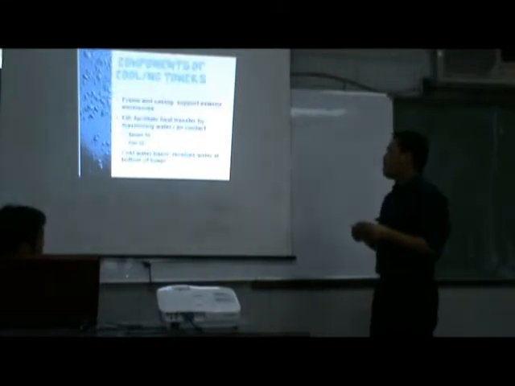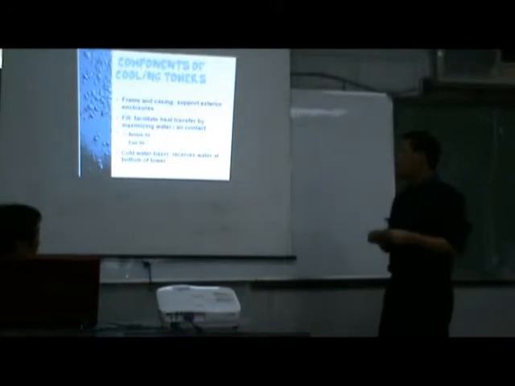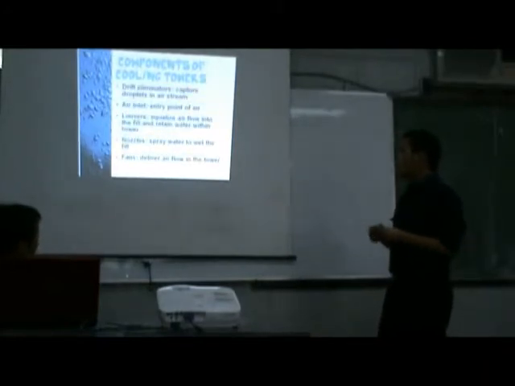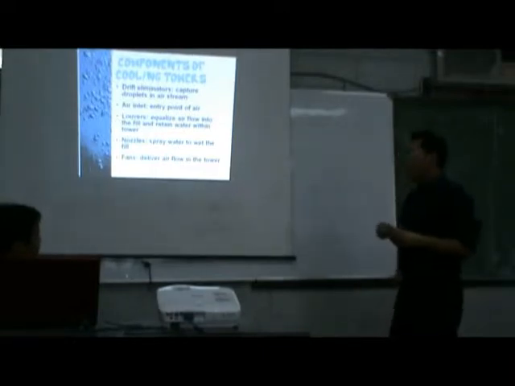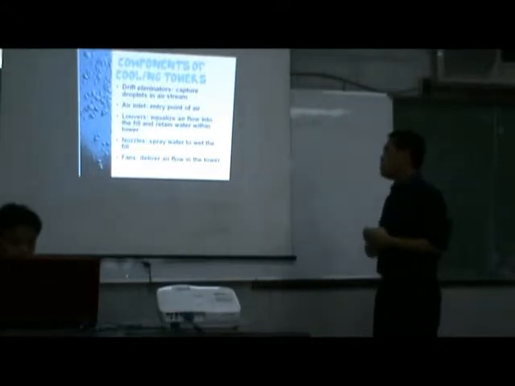So, the components of a cooling tower: first there are frames and casing, fill, and then the cold water basin. These are the main components of a cooling tower. The others are the drift eliminators, the air inlet, the louvers, nozzles, and fans.